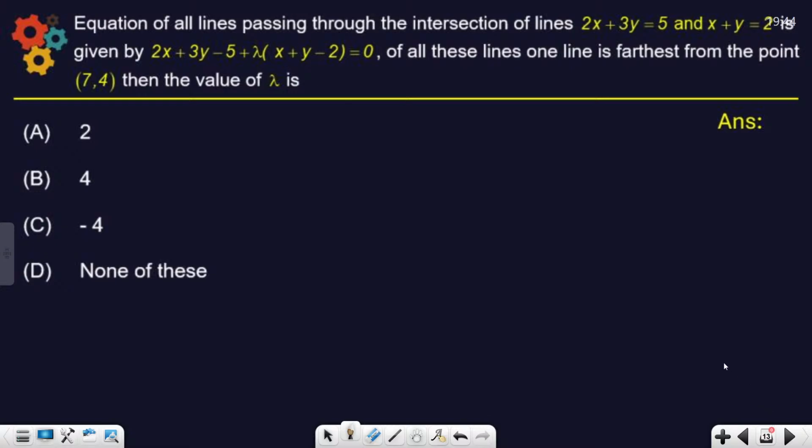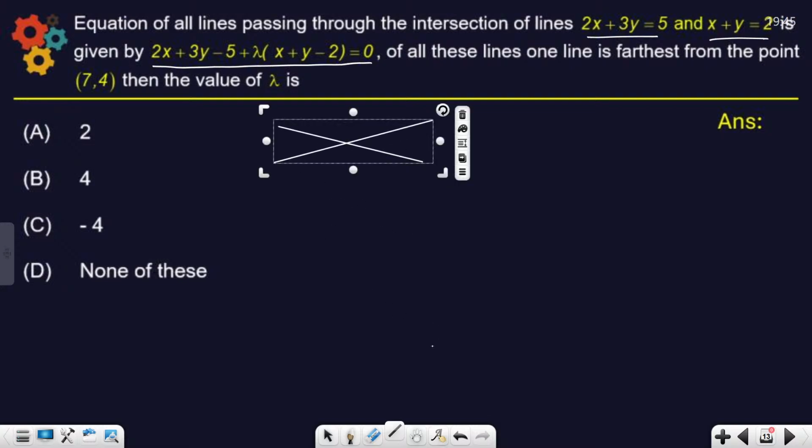See this question again. What is the question? Equation of all the lines passing through the point of intersection of this and this is given by this. Yes, we all know this. This is the family of lines. Now the question is, these are the family of lines.